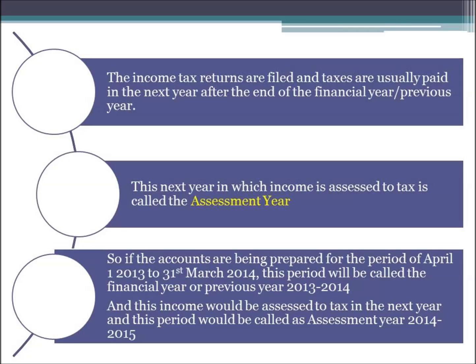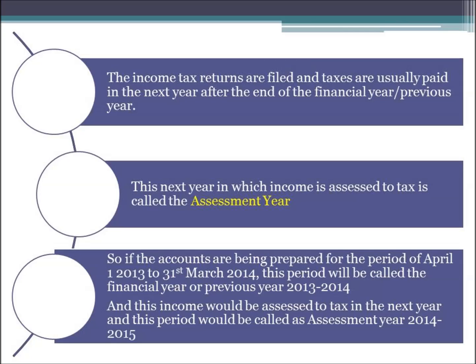So this is how it works. If the accounts are being prepared for the period of April 1, 2013 to 31st March 2014, this period will be called the financial year or the previous year 13-14. And this income would be assessed to tax in the next year, and this period will be called the assessment year 14-15. So now you understand the concepts of previous year and assessment year.